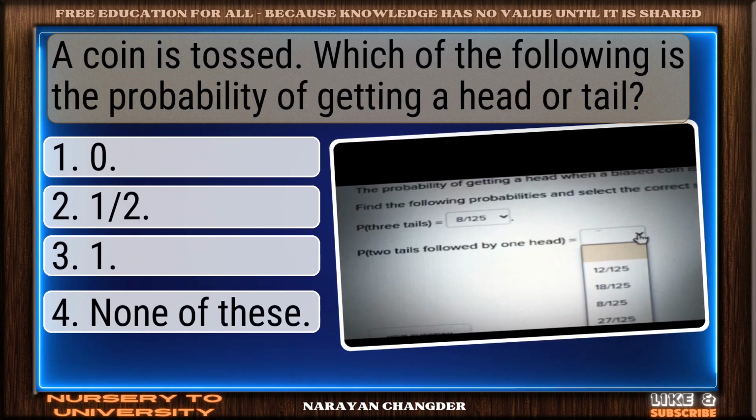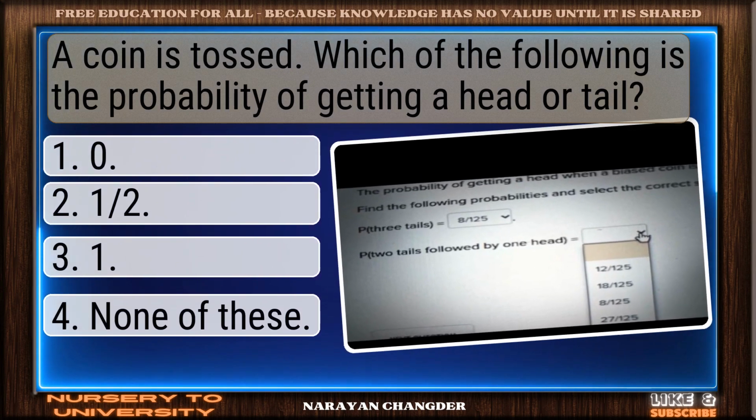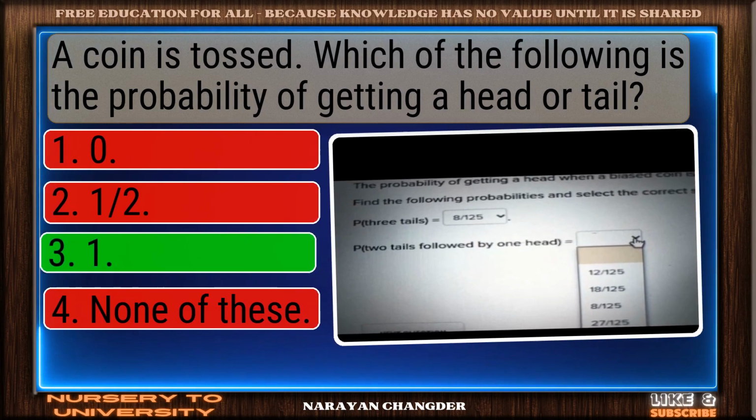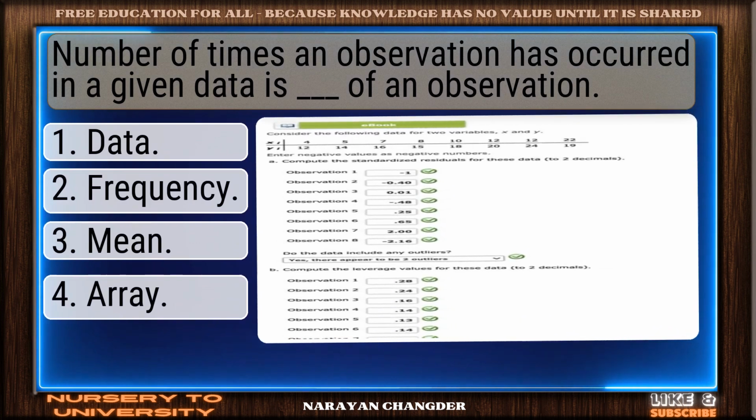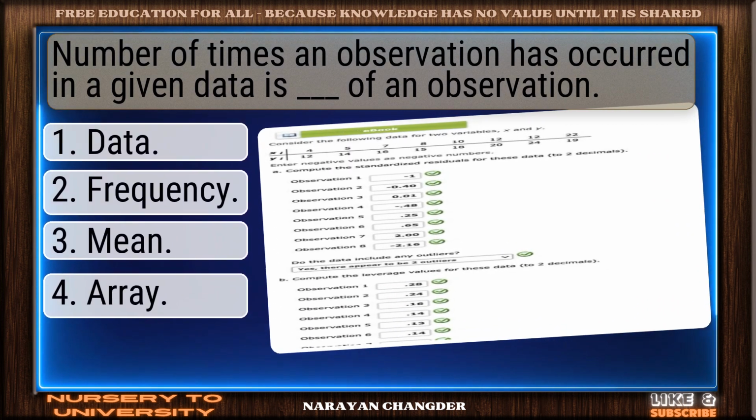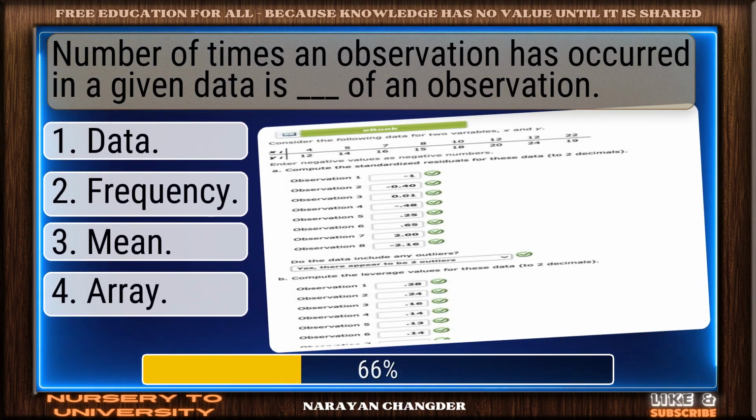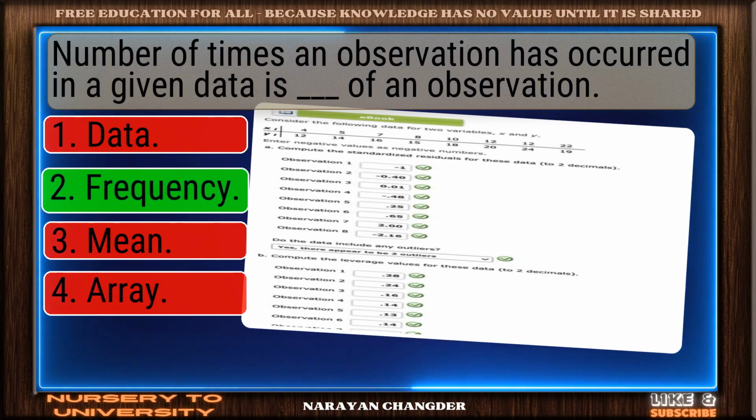Question number 26. A coin is tossed. Which of the following is the probability of getting a head or tail? Bravo, 1 is the answer. Question number 27. Number of times an observation has occurred in a given data is dash of an observation. Good job. Your answer frequency works well here.